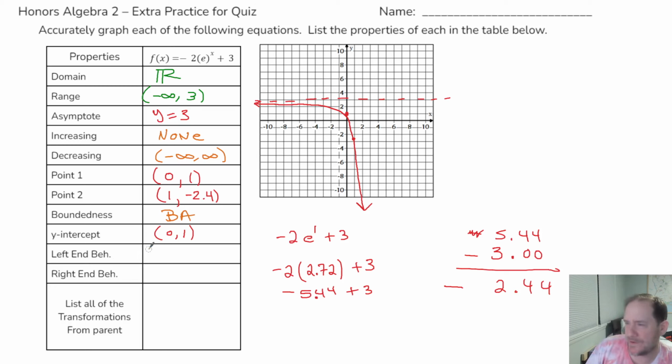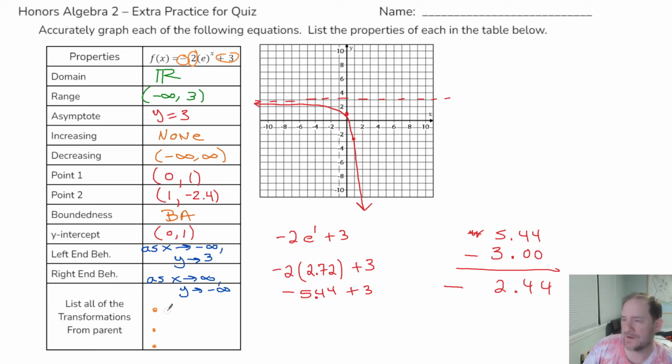And our end behavior to the left, we would say as x goes to negative infinity, that's the left direction, y goes toward the asymptote, which is at 3. Then the right end behavior would be as x goes to positive infinity, the y goes to negative infinity, because we're going down. And then finally our transformations, and again I see a negative sign, that's a reflection. This too is a vertical dilation. There's nothing in the exponent, but this plus 3 on the end is a translation. So there's only 3 transformations this time.